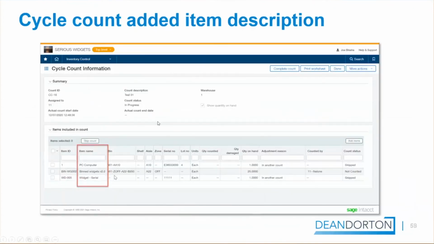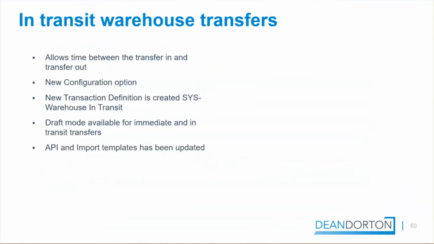Cycle count has added the item description. So you can now see the item description in the cycle count information, not just the item ID, but you can now see the description. Handy feature to have as you're doing these cycle counts. Make sure you've got the right information.